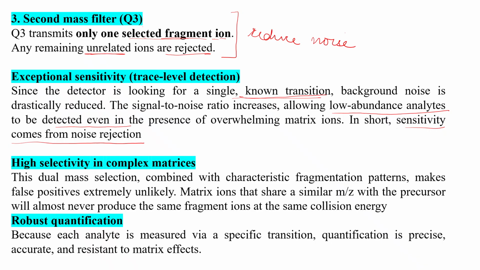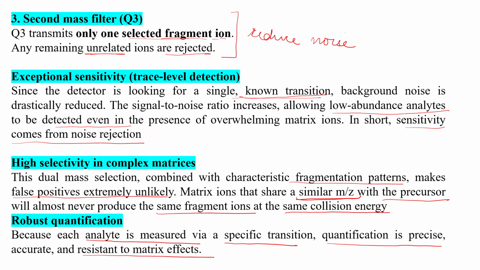Now, high selectivity in complex matrices. This is a dual mass selection combined with characteristic fragmentation patterns. आपको पता है Q1, Q2, they are responsible for mass selection, and Q3 for fragmentations. So this makes false positives extremely unlikely. So matrix ions that share similar mass to charge ratio with a precursor will never produce the same fragment ions at the same collision energy. Now, robust quantification: because each analyte is measured via a specific transition, quantification is precise, accurate, and resistant to matrix effects.